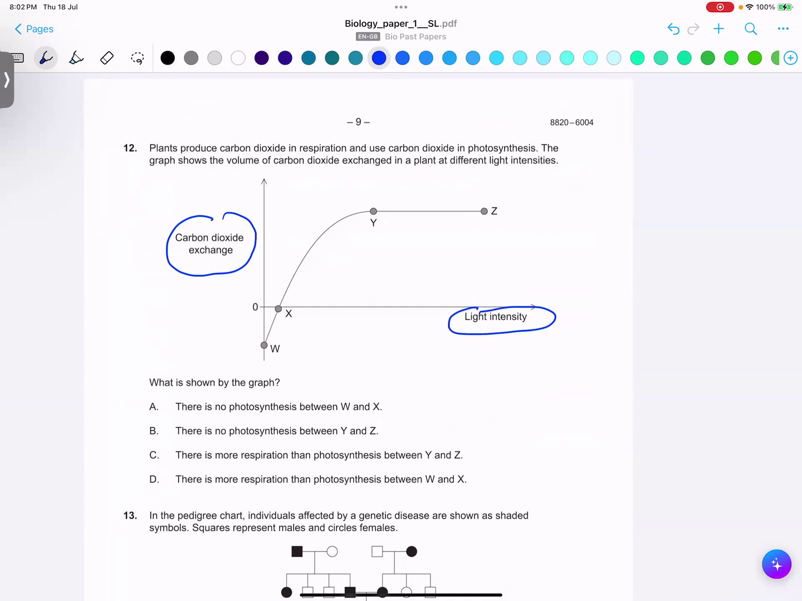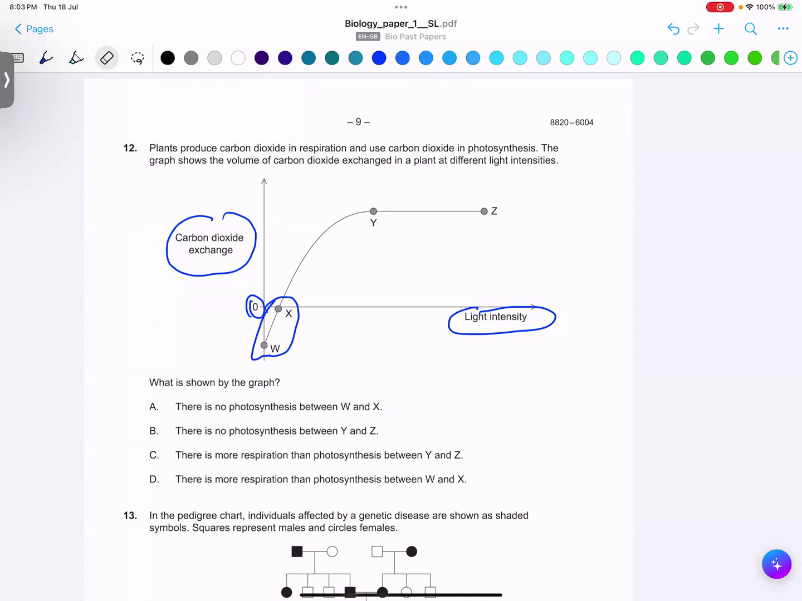There is no photosynthesis between W and X. Okay, so here they're trying to show us that because there is no light intensity, because it's below zero, photosynthesis won't take place. But that is not accurate, because it might have stored light energy before and be undergoing photosynthesis, so it's not completely accurate. And again, we have to reread the question to get the wording.